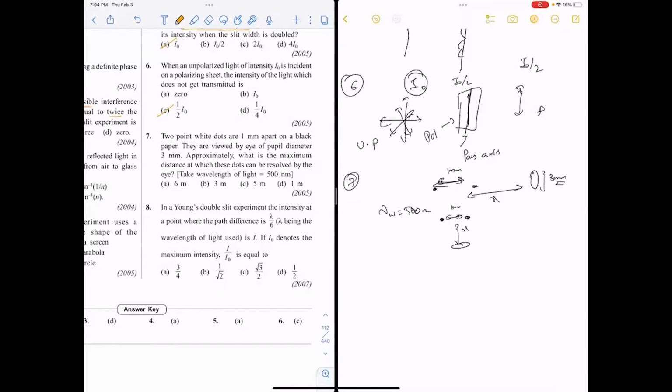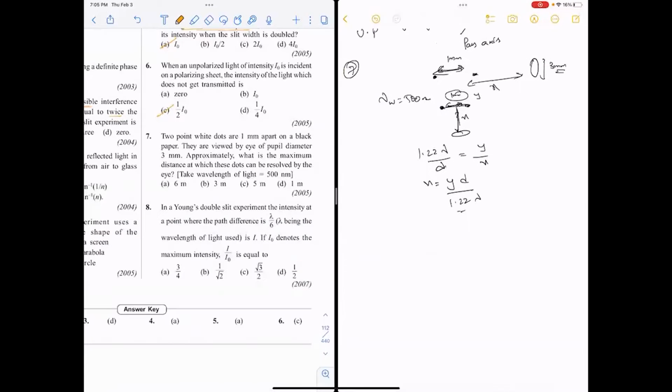Okay. So here we have this formula, resolution limit is 1.22 lambda by d. This is nothing but y by x, where y is the distance between the points and x is the distance to the eye. Now the rest he gave. So what is that x value? x is equal to y into d by 1.22 lambda. Remember this formula, guys. This is the angle subtended at this point due to this.